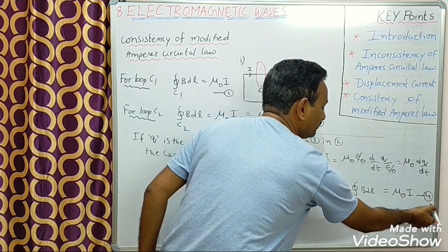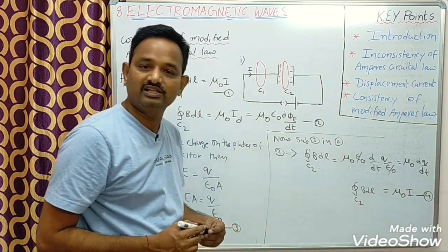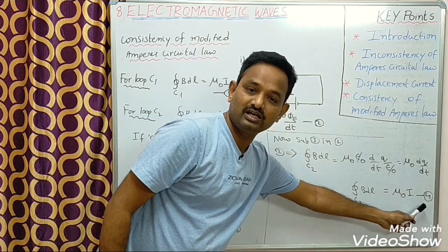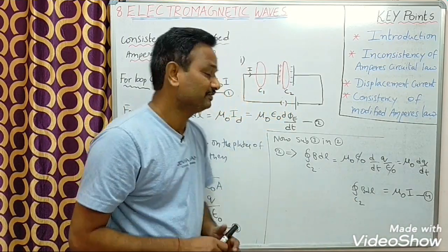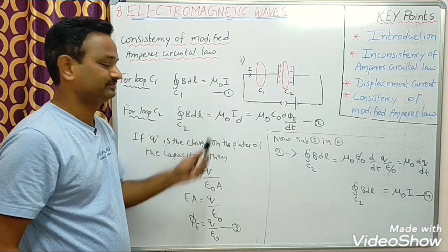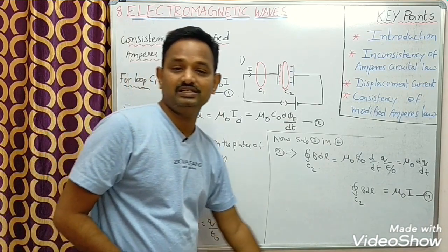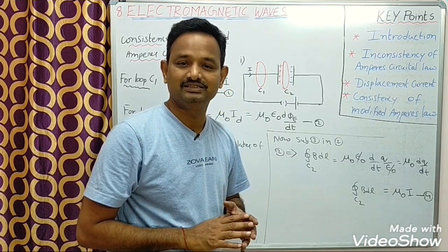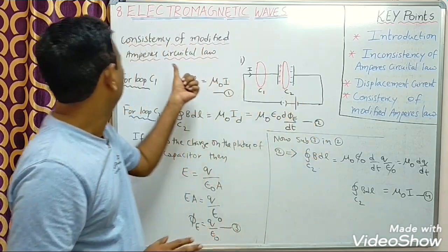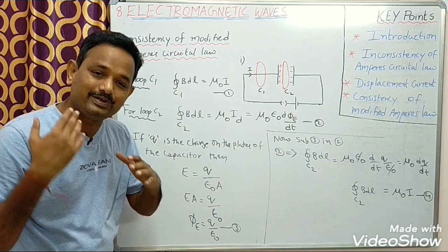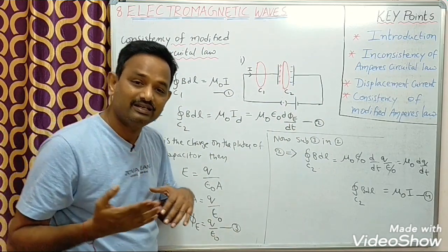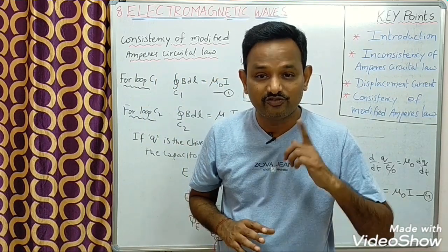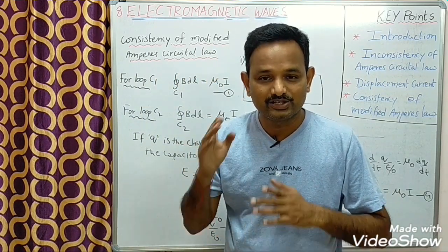So from equation 4 you can say that it gives the consistency relation with equation 1. This consistency happens due to displacement current. So that's about the consistency of Ampere's circuital law. So here displacement current gives the consistency for Ampere's circuital law.